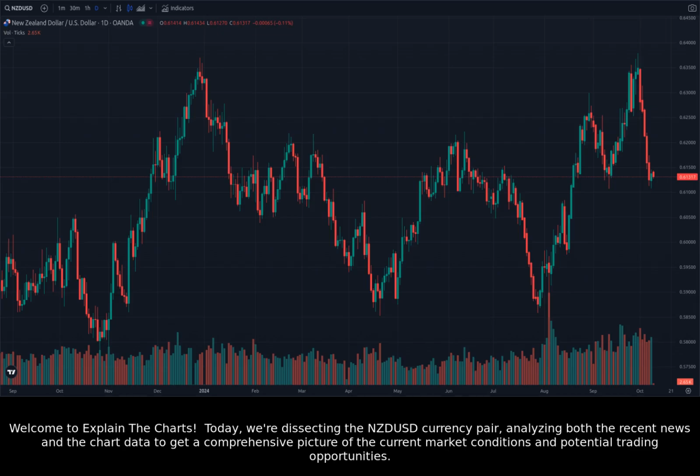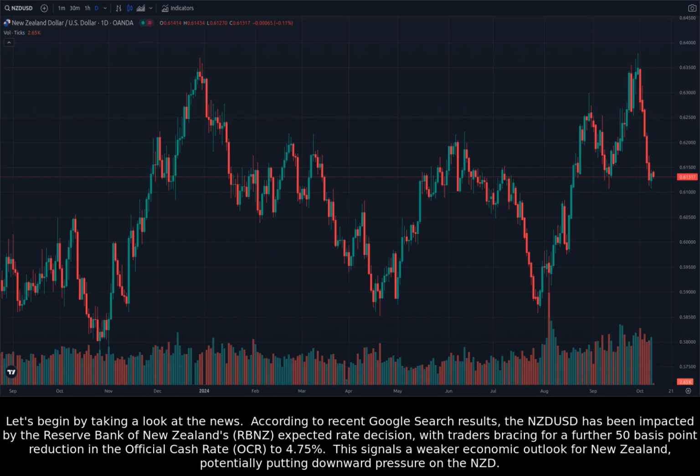Today, we're dissecting the NZDUSD currency pair, analyzing both the recent news and the chart data to get a comprehensive picture of the current market conditions and potential trading opportunities. Let's begin by taking a look at the news.